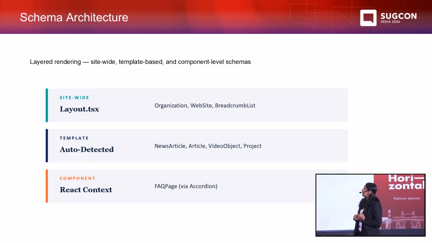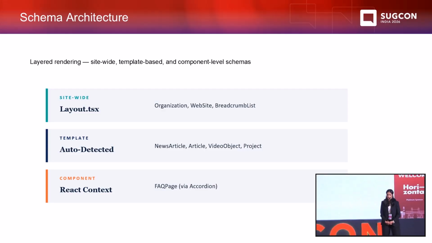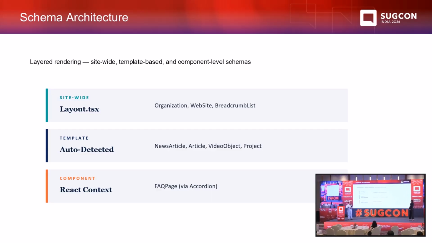And the third one is a component. It is basically for the component-specific schema. So for example, on the FAQ page, on the accordion component, I want to add schema. So for that, this layer will work. Now, this layered approach is what makes it scalable, because content schema is being derived from the content structure in the project.